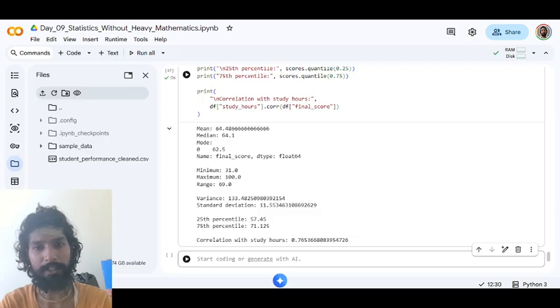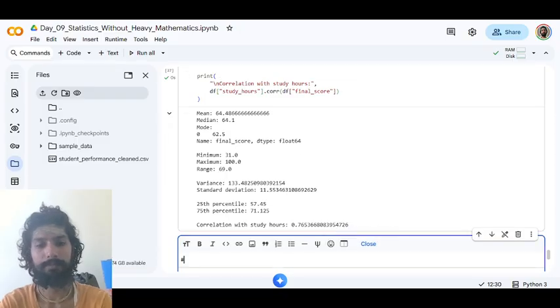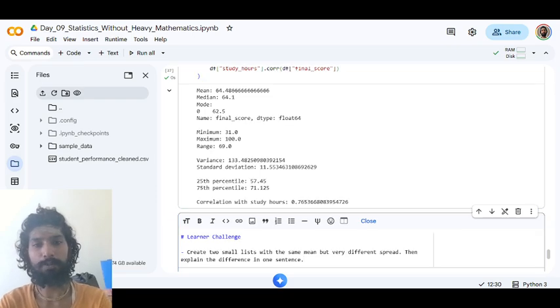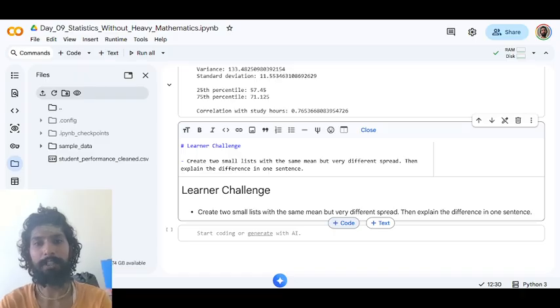Now it is time for today's learner challenge. Your task is to create two small lists with the same mean but very different spread. Then explain the difference in one sentence. Do not immediately copy the complete solution. Start by creating the first list.